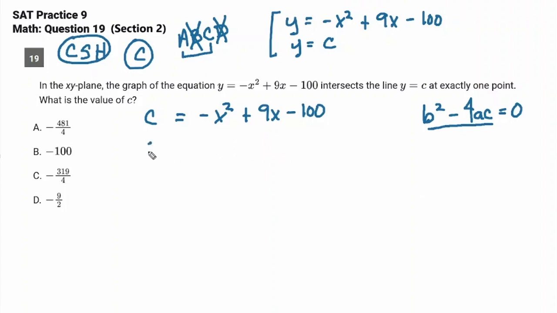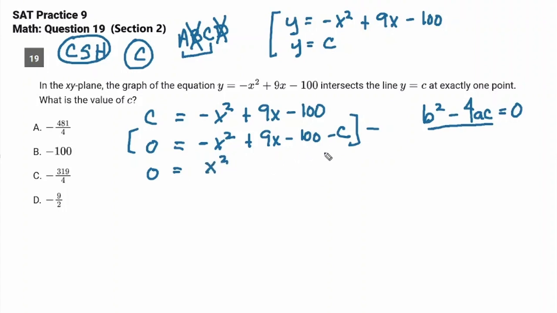So I'm going to make the left side 0, which means I'm going to move the c across, so it's going to change signs. So I've got negative x squared plus 9x minus 100 minus c. All right, this is really ugly looking. Why? Because I got a negative x squared. I don't want that. So I'm going to divide through by a negative, and I'm going to get 0 equals x squared minus 9x plus 100 plus c. Okay, got a quadratic equation.